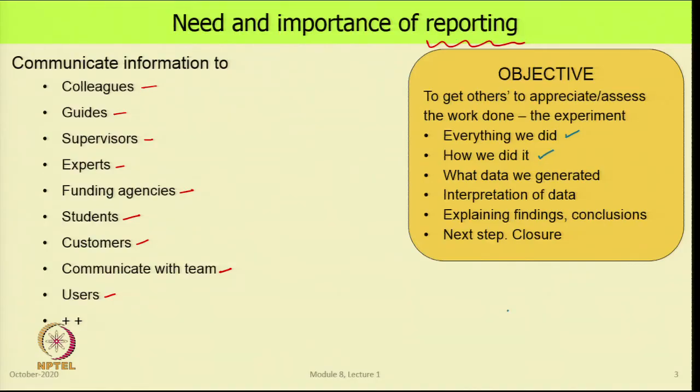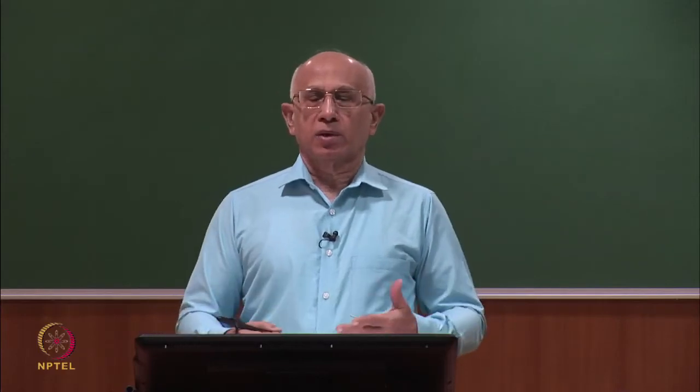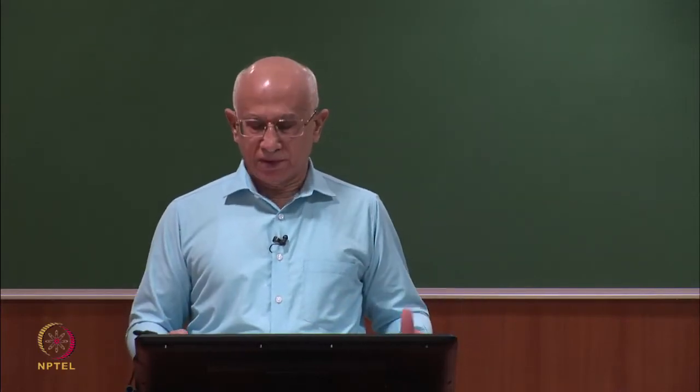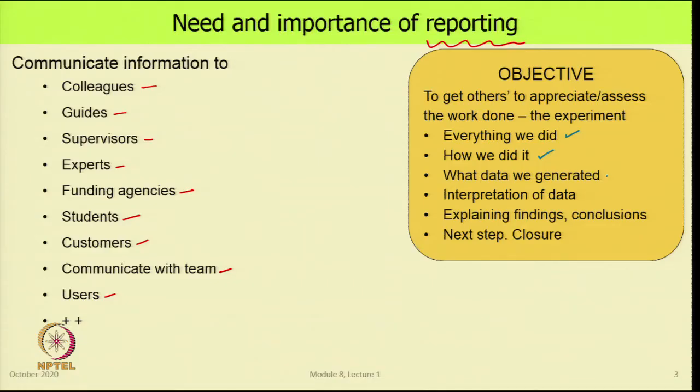Then how we did it: what difficulties we had, what compromises we made, what shortcuts we took, where we could not do what we wanted to but had to make a compromise, all of that. Then after the experiment, what data did we generate? It may be volumes of data, but we summarize that and say, look, this is all the data that we now have, we can work with this. From that data we draw interpretations and conclusions, and finally present our findings based on this data.